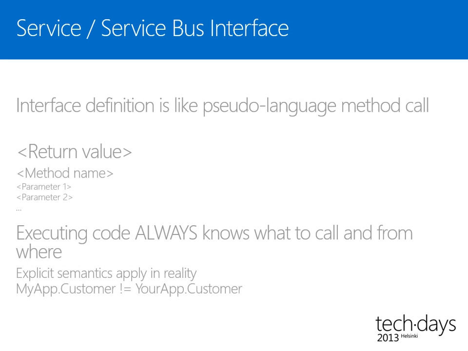Now let's focus more on cross-connecting anything, diving into the service layer, on the client and service layer. Basically, service interface definitions can be thought of like a pseudo-language method call. They have a return value, a method name, and parameters, of course with the technical parts as well, so if it's a date time, it needs to be there too. This is something we can easily accept because executing code always knows what to call and from where. Within programs, in the current object-oriented way, we say that we have a customer. If our app has a customer and some other app has a customer as well, they are never the same. So the semantics, although not explicitly defined, actually apply in reality.